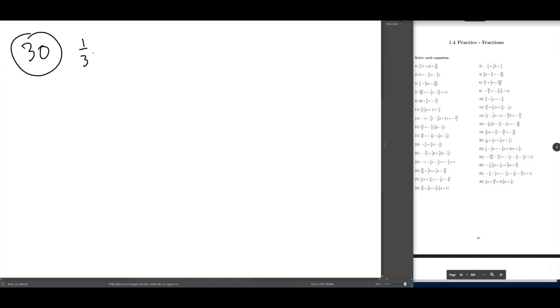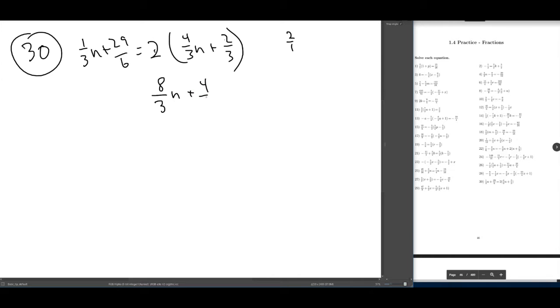Problem 30 is 1 over 3n plus 29 over 6 equals 2 times (4 over 3n plus 2 over 3). Yeah, that looks good. All right, so we want to get rid of those brackets, right? And this is a really easy one to get rid of because there's no fraction. Those are little tricks they do to freak you out. You've been dealing with fractions the whole time. Well, you're just multiplying by a whole number, and a whole number is 2 over 1, right? So you don't touch the denominator. So 2 times 4 equals 8 over 3n. And 2 times 2 over 3 equals 4 over 3.